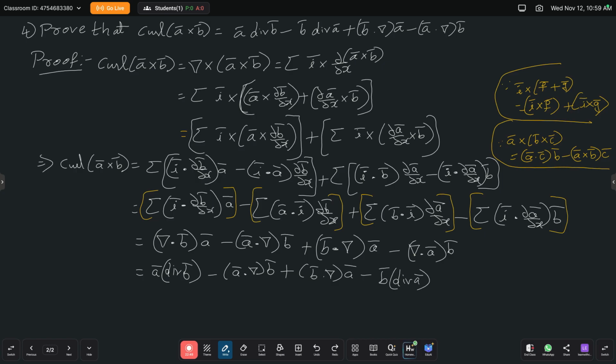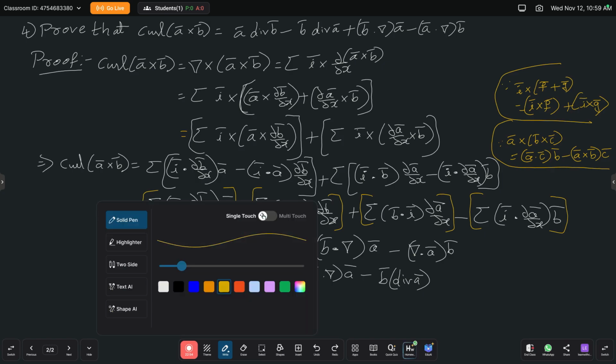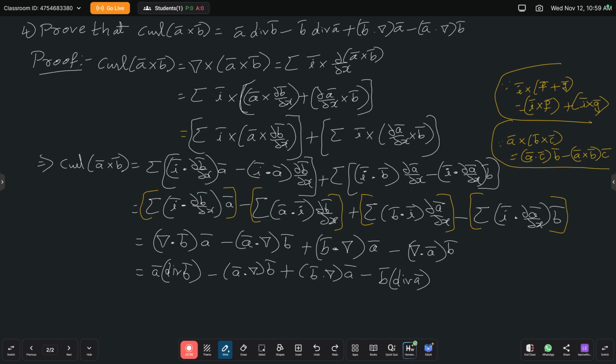The reason why I am writing this is, I am explaining for the last term, and in the same manner it is applicable for the first term also. Del is a vector. A bar is a vector. The dot product of two vectors is a scalar. So nothing but I can write here phi into b bar or b bar into phi. Both are the same. So this is applicable whenever one is a vector and the other is a scalar.